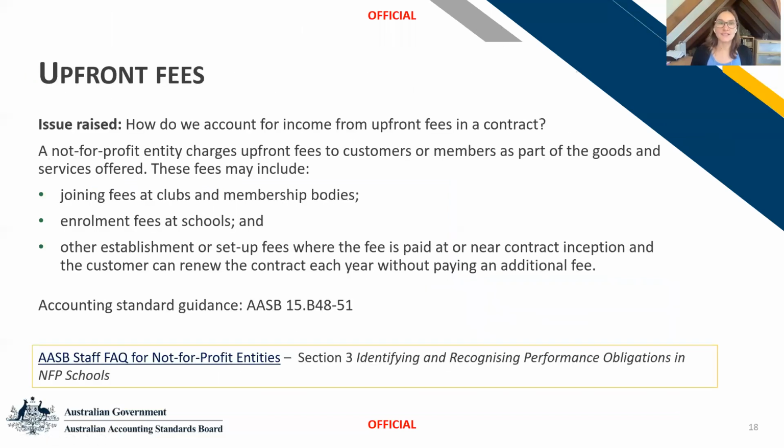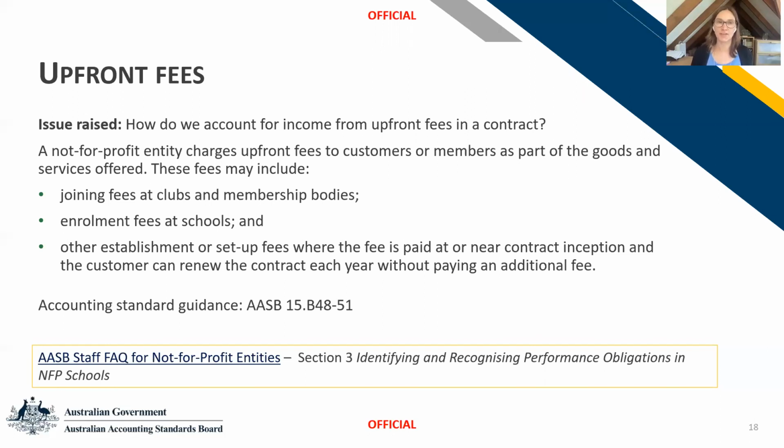All right, so the last area that I'm going to cover off before I hand back over to Freddie is in relation to upfront fees. Now, the question that we were asked around this is where an entity does receive upfront fees, and that is payments for, it could be, as you can see from the slide, joining fees, enrollment fees, some sort of setup or processing fee, a fee that you get up front before any work has been done and that doesn't necessarily relate to a performance obligation.